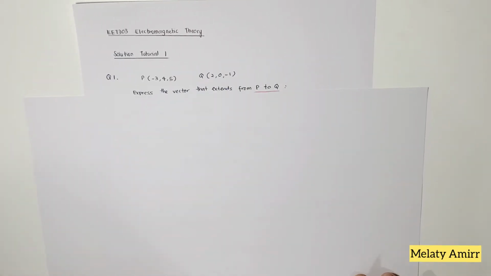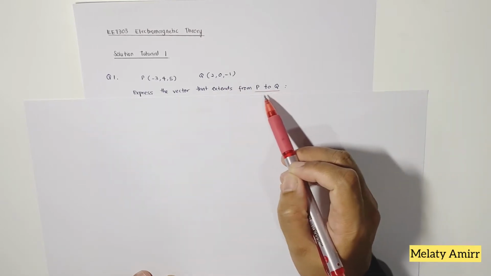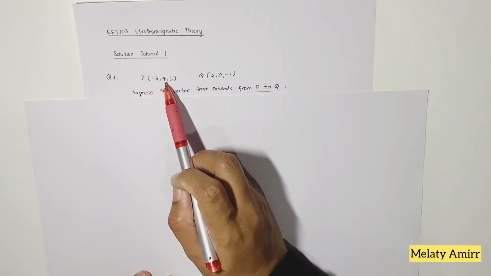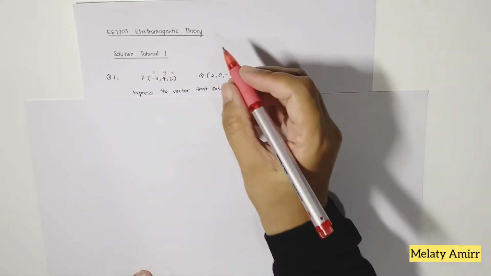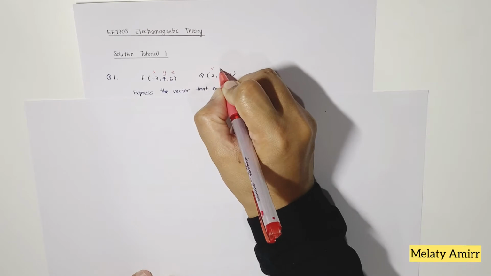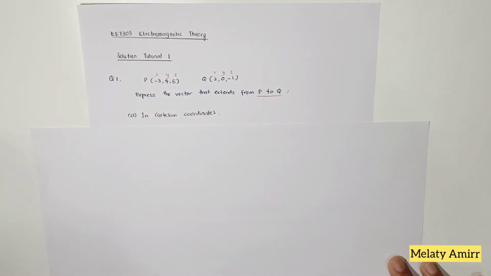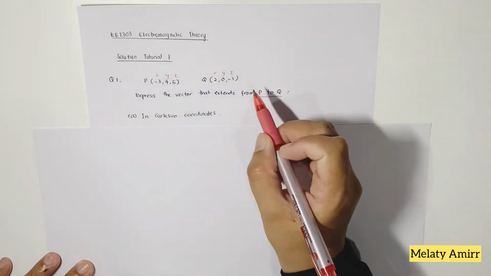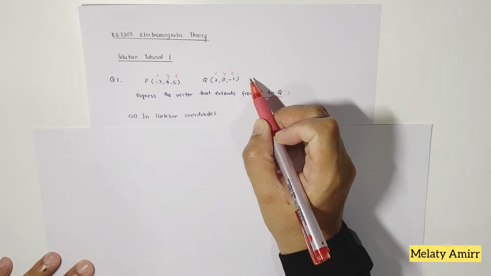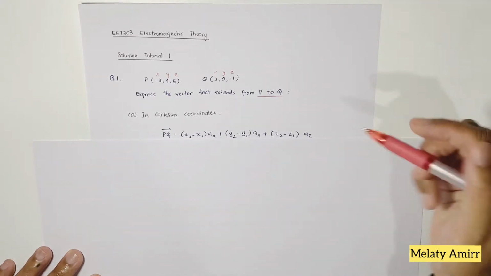Okay, for question number 1, the question asks you to express the vector that extends from point P to Q. Given that point P is (-3, 4, 5) in X, Y, Z, and point Q is (2, 0, -1) in X, Y, Z. Now you need to express the vector in Cartesian coordinates. The given points in the question are already in Cartesian coordinates, so you just need to use these points directly.